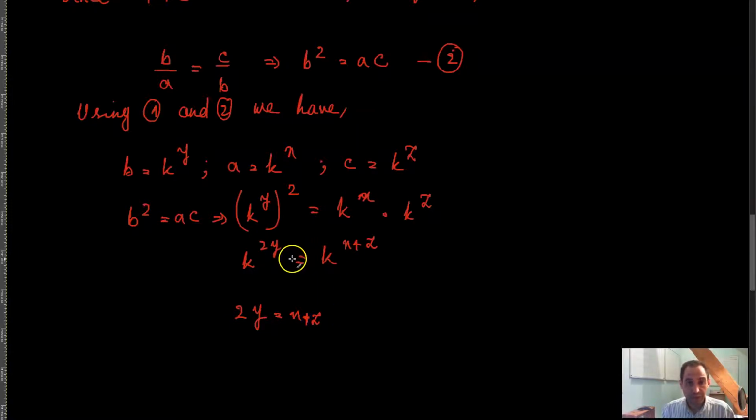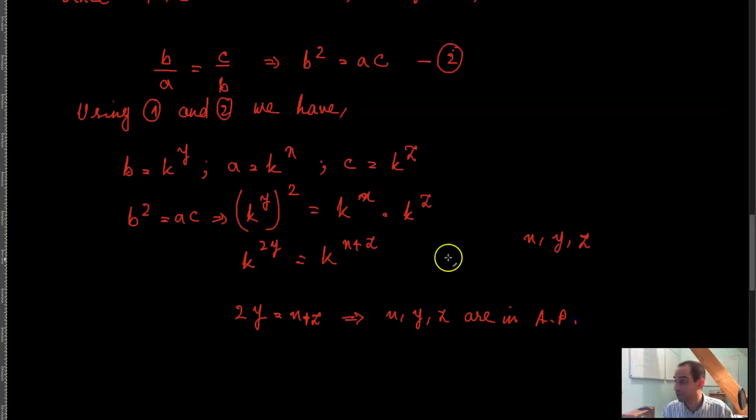And that basically means that if you have x, y, and z, if you have 2y is equal to x plus z, that implies that x, y, and z are in arithmetic progression. Now, these kinds of problems, you need to be able to only follow, not find the solution. Sometimes it's not possible.